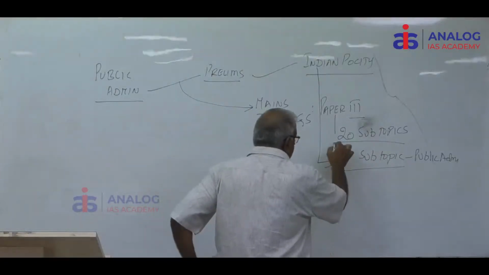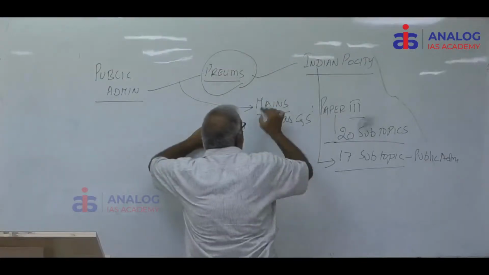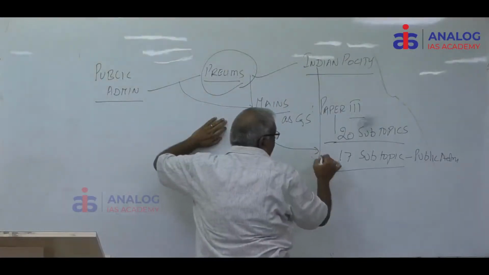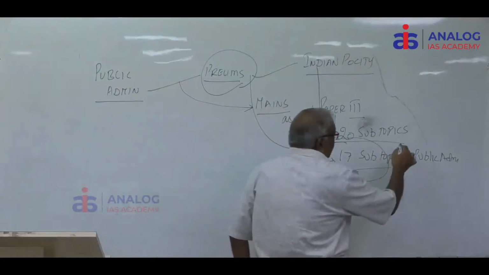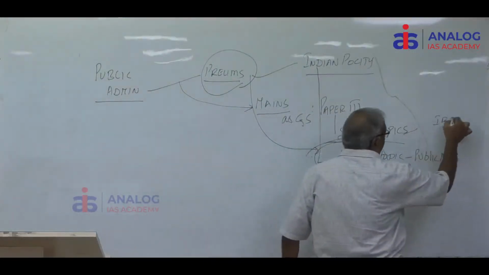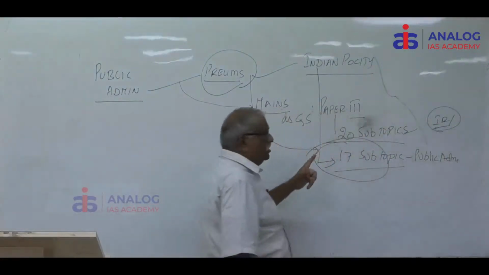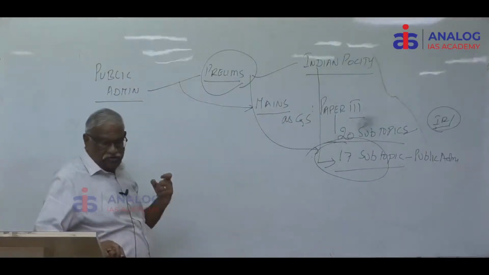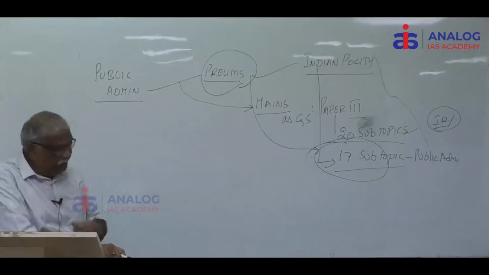So you will find 17 topics. That means your preparation at the preliminary examination is going to contribute here and lessen your burden. Only 3 topics, international relations and so on, you have to read and prepare separately. It is one preparation that is useful for both the prelim level and the main level. That is one thing I would like to tell you.